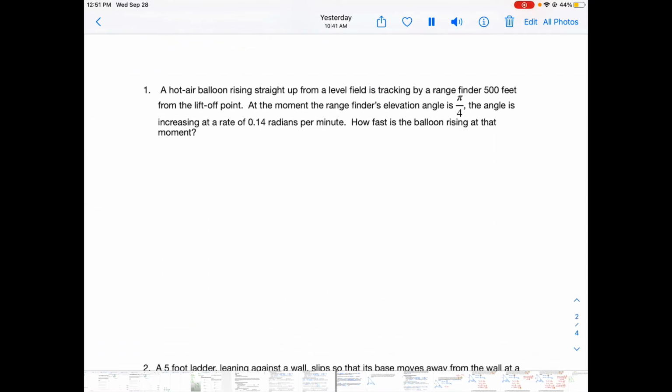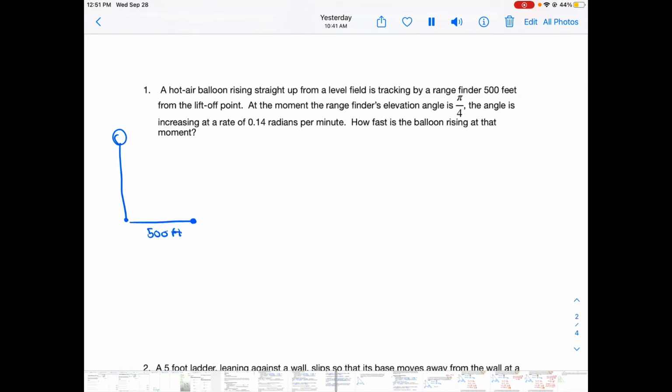So let's just try a few. Here we have a hot air balloon rising straight up on a level field and being tracked by a rangefinder 500 feet from the liftoff point. So here is my balloon, pretty picture I know, and it's going straight up. That's the reason I drew that line. Then off to the side, 500 feet from the liftoff point, there is my rangefinder. I'm just going to label some information on my diagram here.